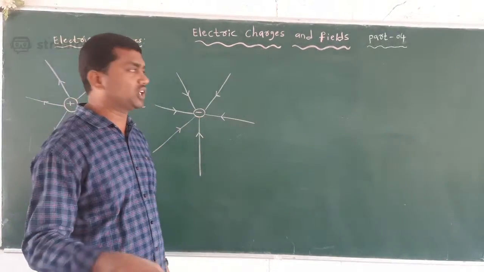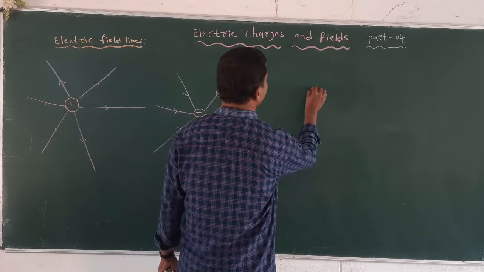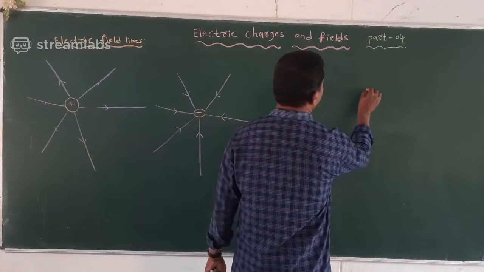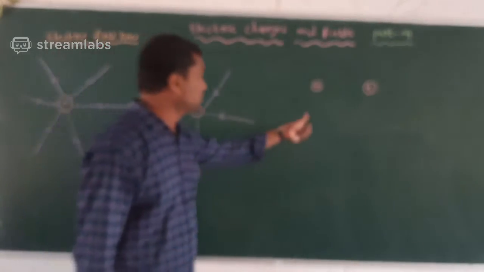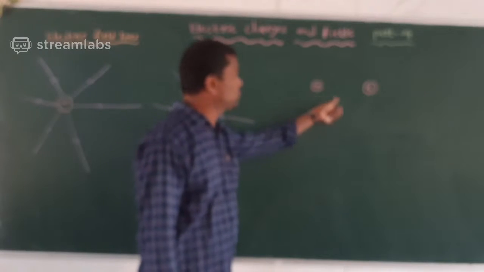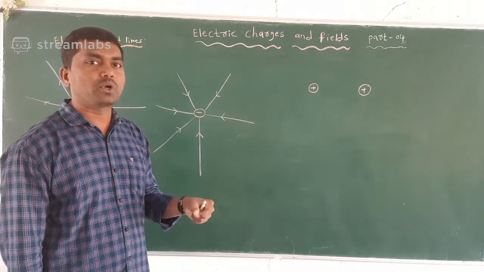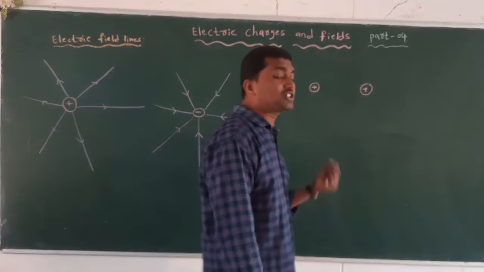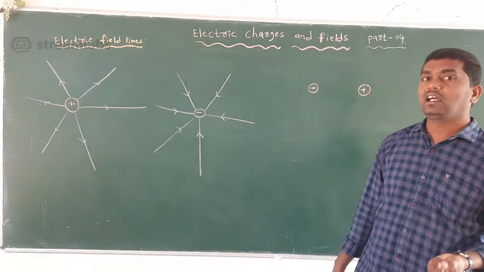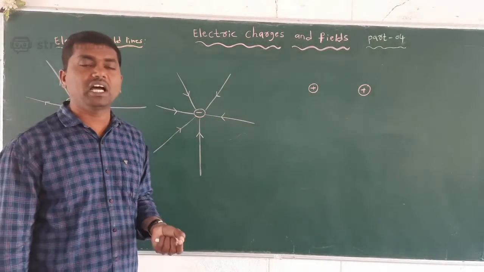Suppose we take two charges. The first one is a positive charge and the second one is also a positive charge. So we can draw the lines from positive to negative. These two charges are called like charges, meaning same charges. They produce a repulsive force between the two charges. Suppose we take a positive charge and a negative charge. These are different charges, unlike charges. They produce an attractive force between the two charges.